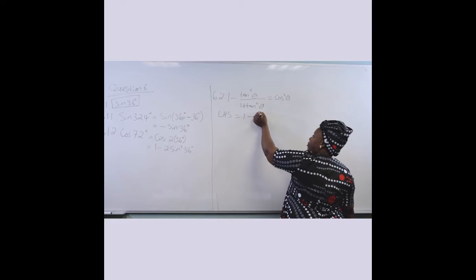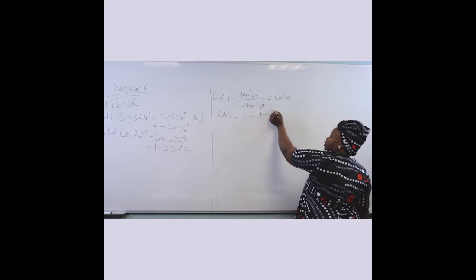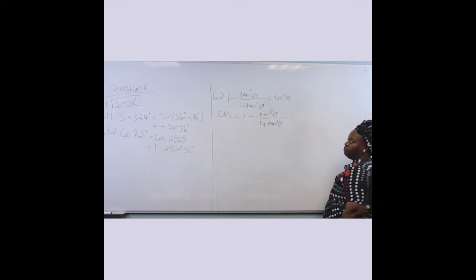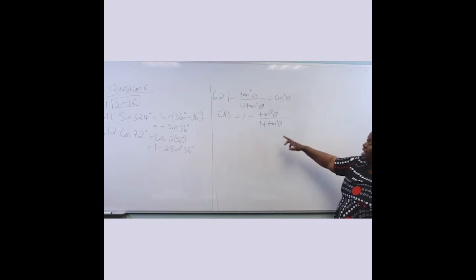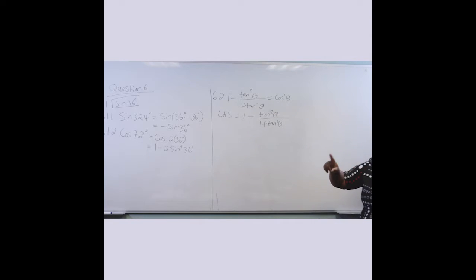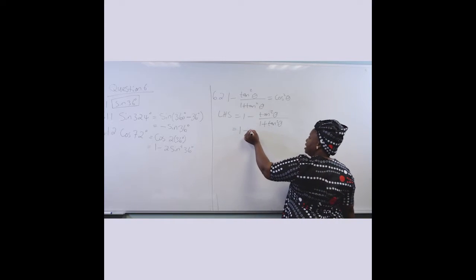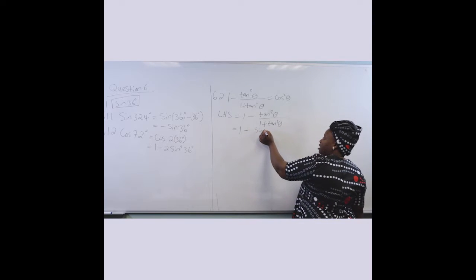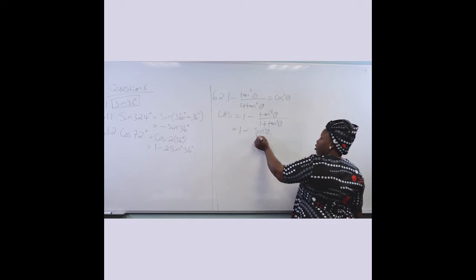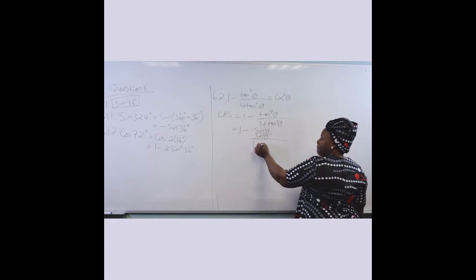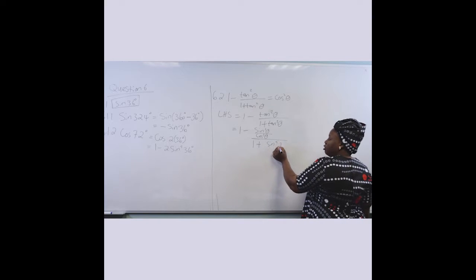This is equal to 1 minus tan squared of theta divided by 1 plus tan squared of theta. Before we can do anything, I said when you see tan, you change it to sine and cos. Remember, the identity for tan is sine divided by cos. So we can say this is 1 minus sine squared of theta divided by cos squared of theta, divided by 1 plus sine squared of theta divided by cos squared of theta.